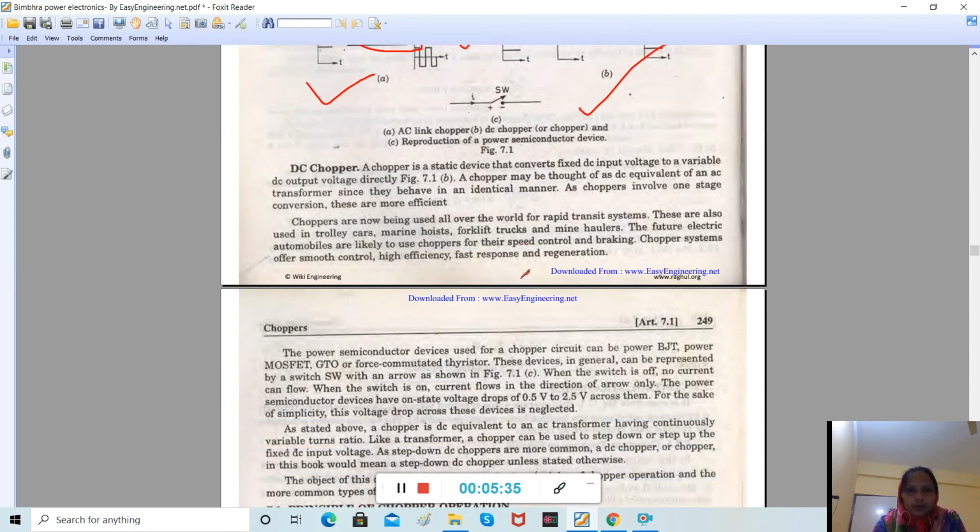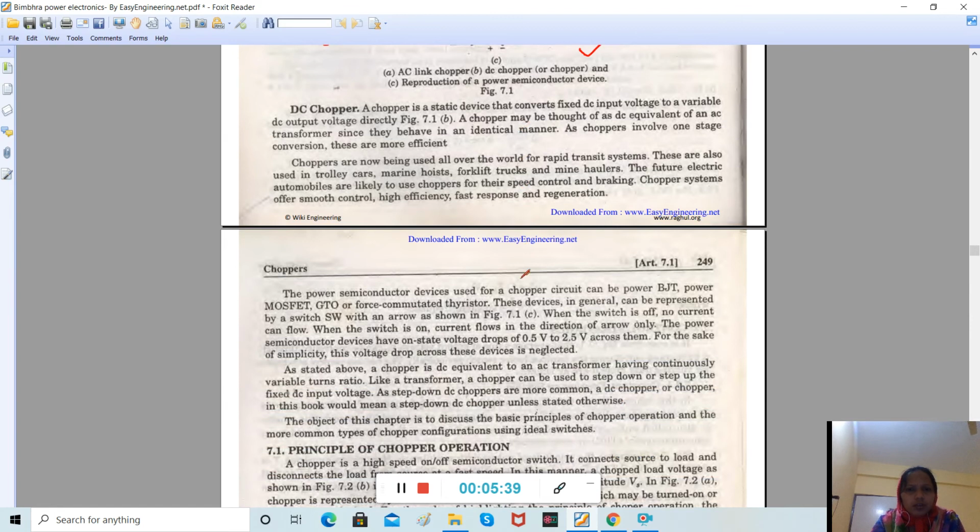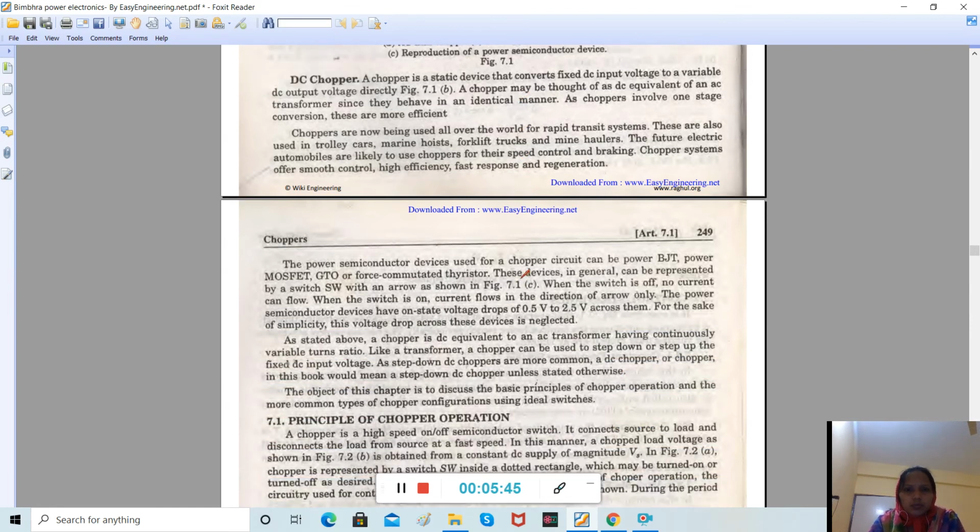So, chopper is mainly used in various applications all over the world. Okay, so the chopper system operates as a smooth control. It has high efficiency, fast response, and regeneration. These are all the positive points regarding chopper.